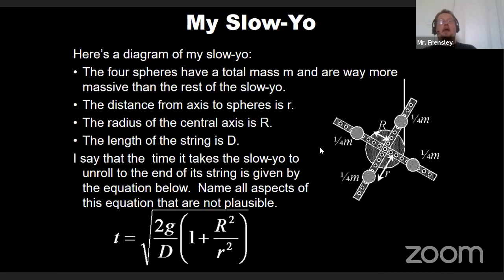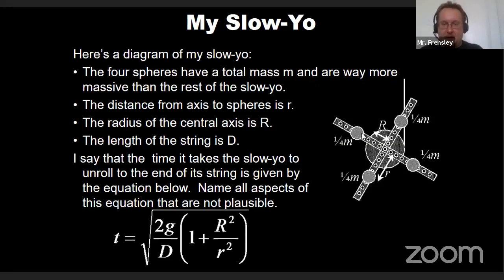Okay, so here's the diagram of my slow-yo. I used the wire hangers, but here I'm kind of showing these are pieces with little holes in them where these four spheres could be attached in these little rod pieces. If you use physics stands or something in your classroom, you'll know what I'm talking about, those long metal pieces with the holes in them, right?